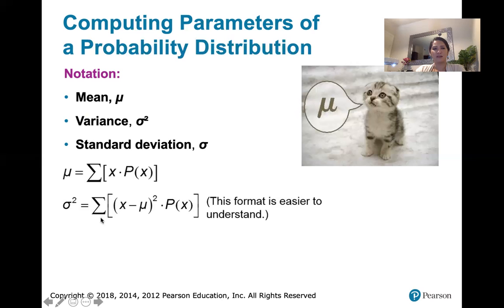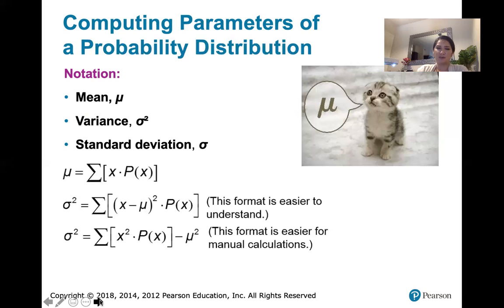This is a formula, or this is a format, that's easier to understand because it has that x minus mu in it. That's that measure of the deviation of that random variable x from the mean. Now, in practice, we don't tend to use this formula. We use this formula instead. This one's easier to evaluate, and it's equivalent to the formula above.